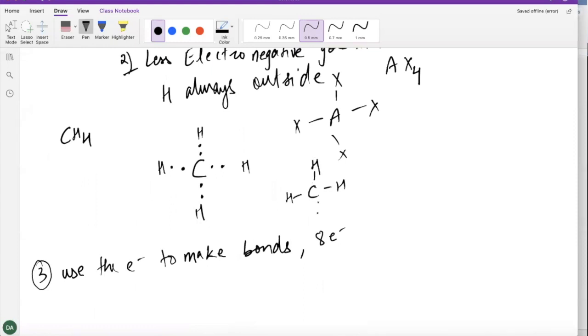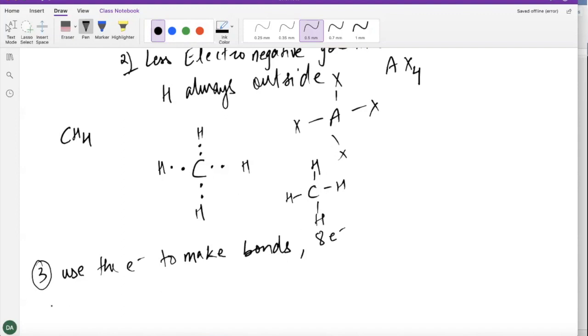I usually prefer showing bonds instead of 2 electrons. For me, this line makes more sense for a bond. Although, do you think there's actually a line between 2 atoms when they're bonding? No, they're just putting their 2 electrons, and that is helping them make that bond, okay? So there's no stick between 2 atoms which is holding them. They're not holding each other in any way. So we have used 8 electrons.